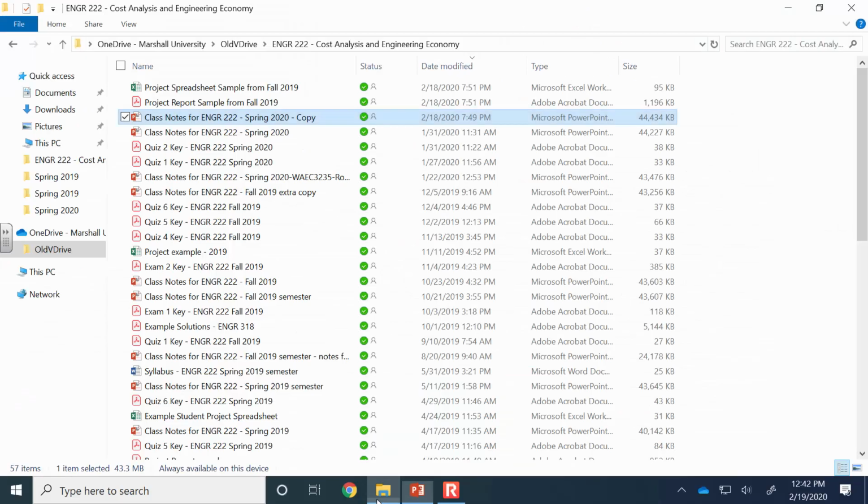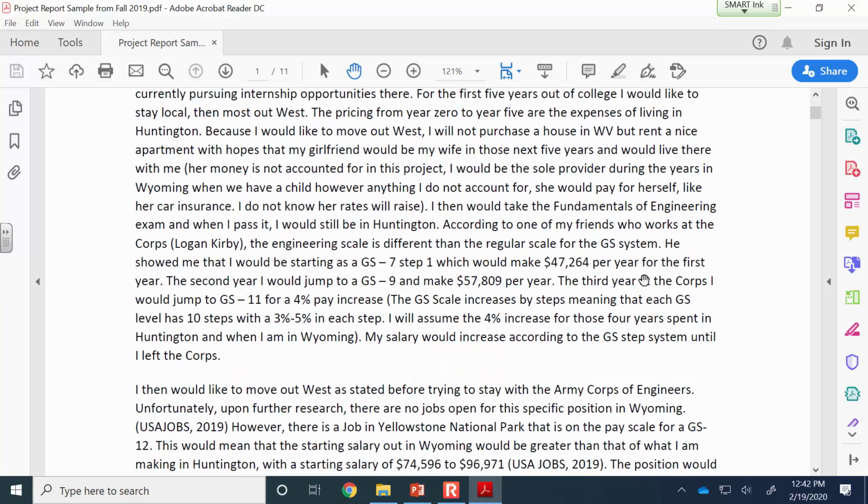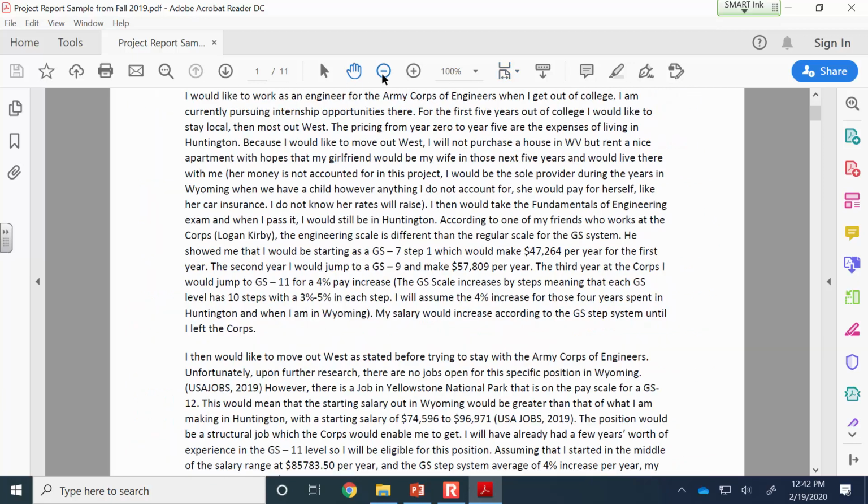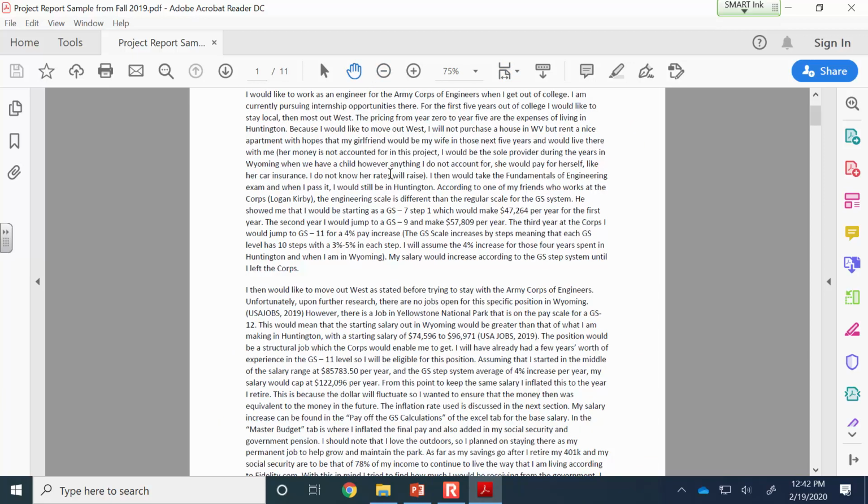Let me show you the students' report from last fall. Here is a section that's talking about the job, who they'd like to work for. This is someone who wants to work in the government, and they talk about the different government pay classifications. It's called GS. GS level 7, GS 9. They looked up an entering engineer and what pay level they're likely to start at, and you can find the federal pay tables online. It's $47,264. That's an exact-to-the-dollar amount that a GS7 step 1 would make.